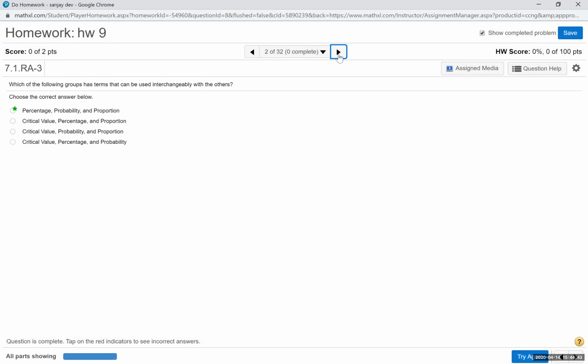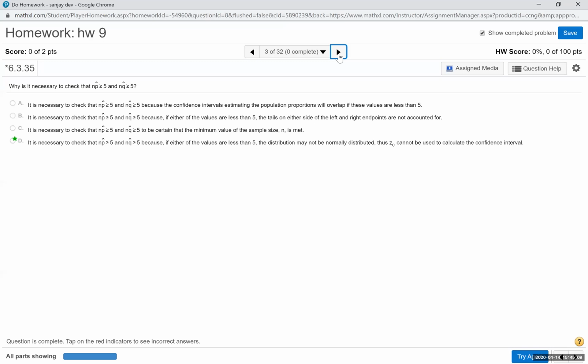Number 2, which of the following groups has terms that can be used interchangeably with the others? So basically they're asking us which terms kind of mean the same. So sometimes we call it percentage, sometimes we want probability, sometimes we want proportion. So think the 3 P's: percentage, probability, and proportion. So those are the things we need to know for this particular number, number 2.